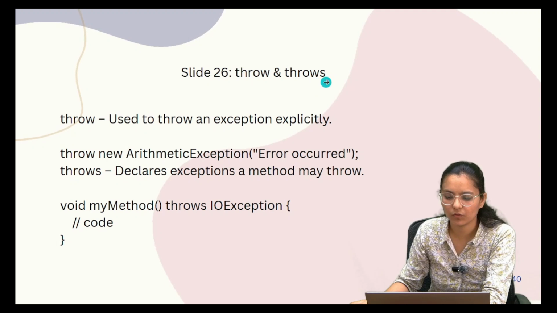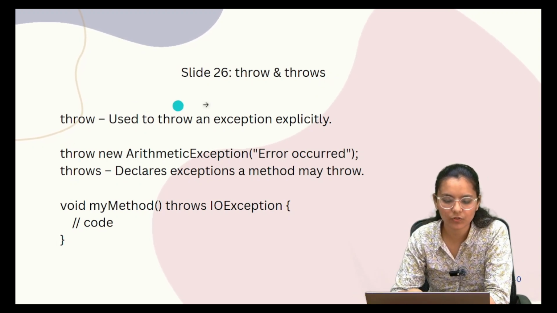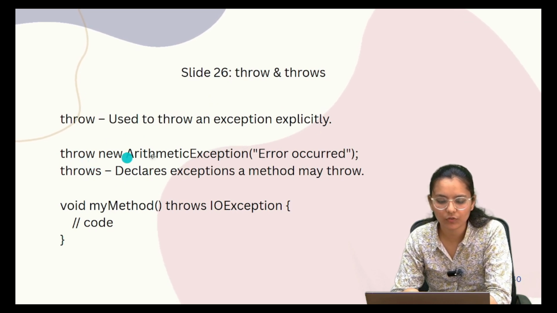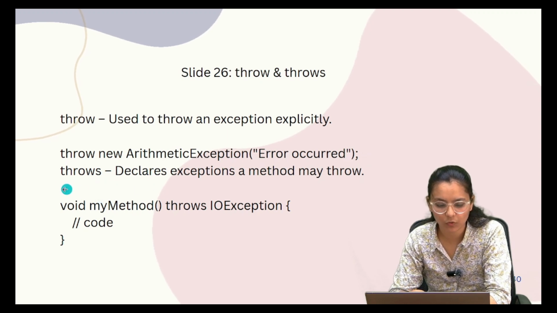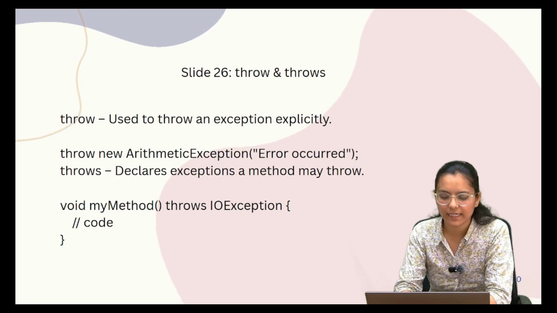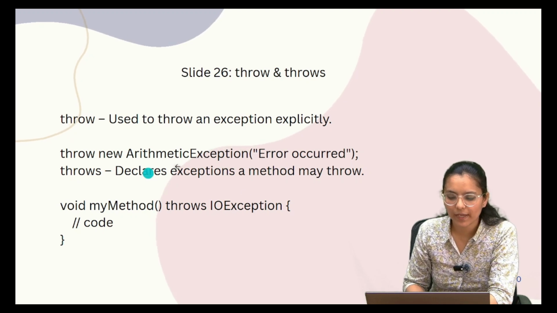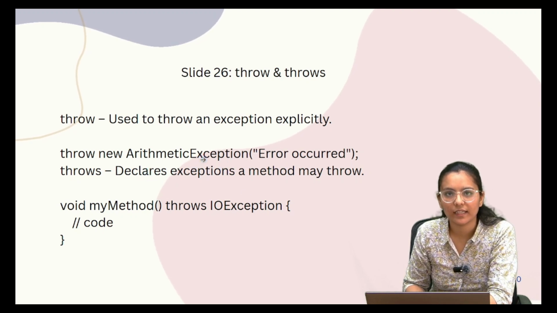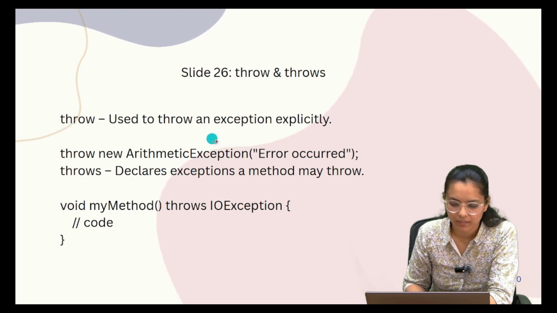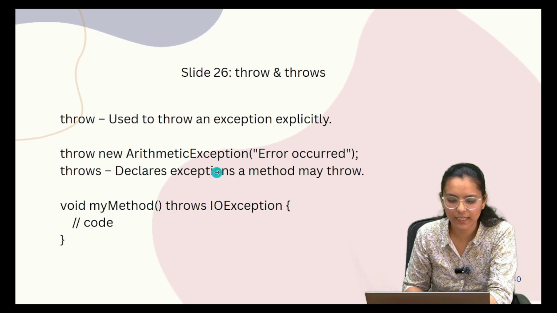Throw and throws are also keywords used in exception handling. Here is the throw keyword, used to throw an exception explicitly, like throw new ArithmeticException("error occurred"). Simply, throw is a keyword used in exception handling to manually throw an exception, that is, generate an error on purpose. It is used inside a method or a block, so we can write throw new ArithmeticException("error occurred").